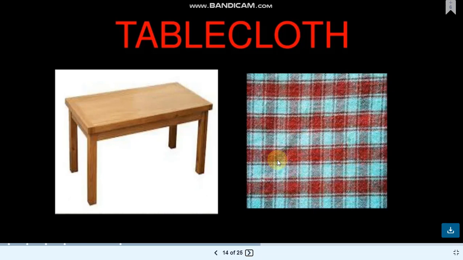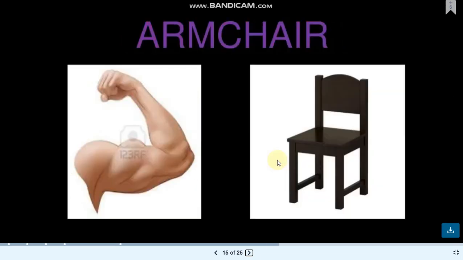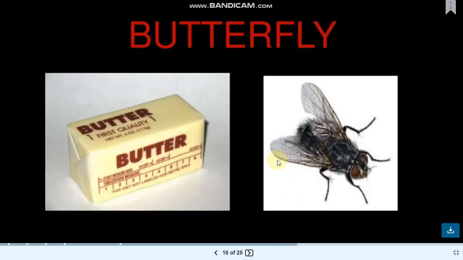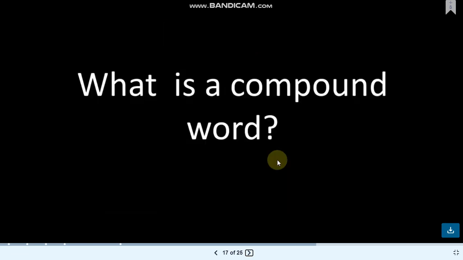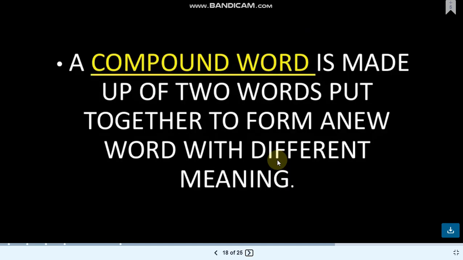This is table and cloth, tablecloth. Arm and chair, armchair. Butter and fly, butterfly. So again, what is a compound word? A compound word is made up of two words put together to form a new word with different meaning. Now I want you to read it again 3 times.